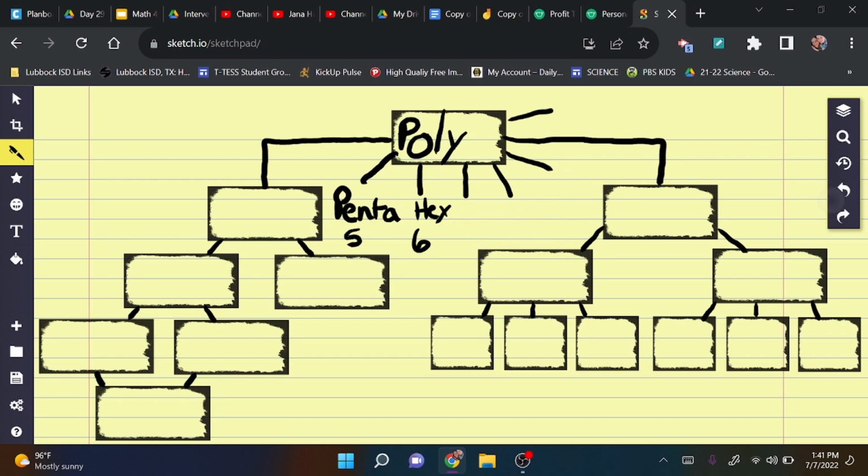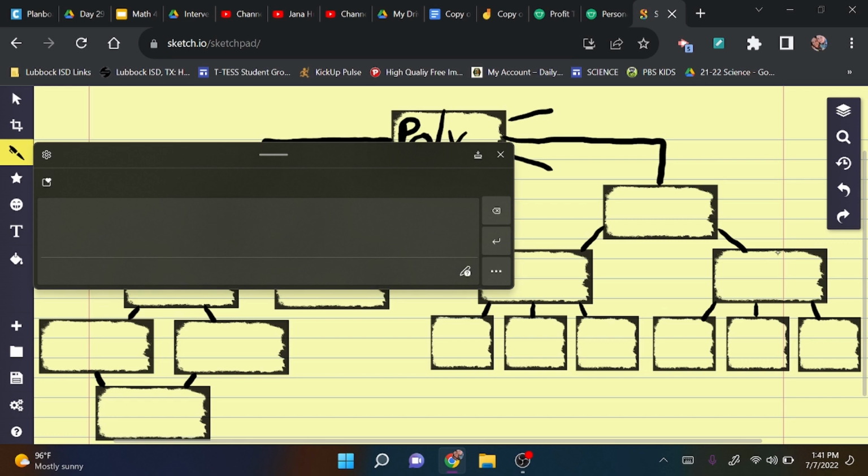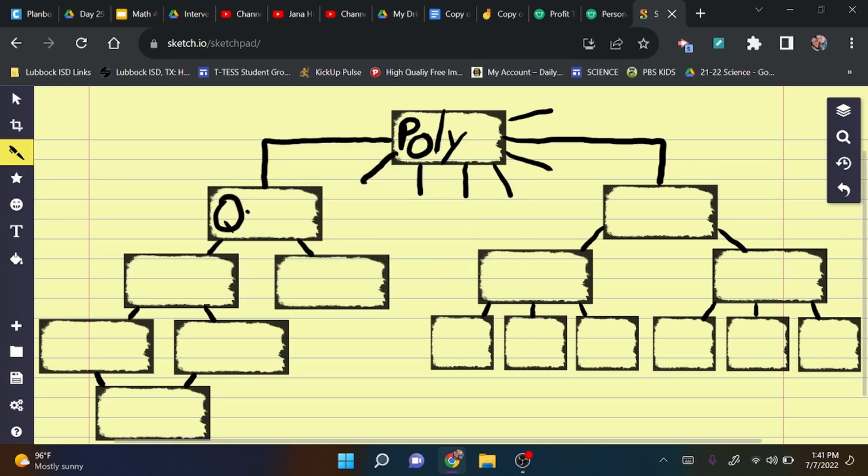Now let's go back and look a little further down the hierarchy. Off a polygon, I have 2 things that we really look at in 4th grade, and that is my quadrilaterals and my triangles. Let's go down the triangle side first, because it's a little bit quicker and a little bit easier.